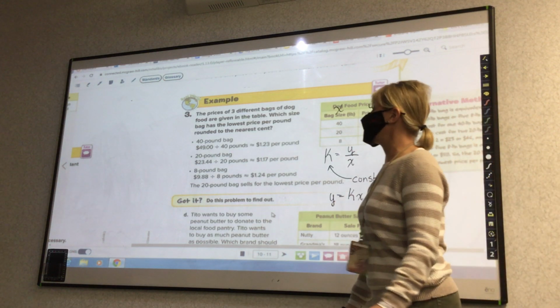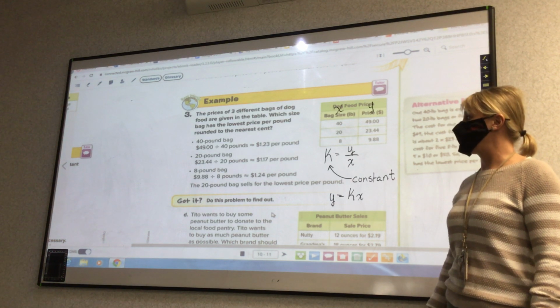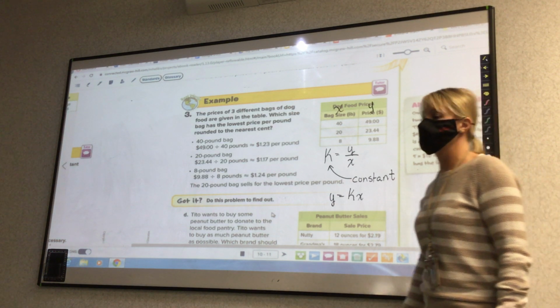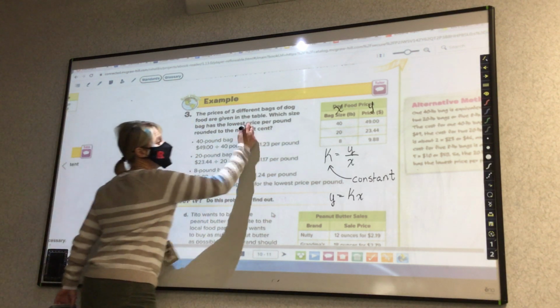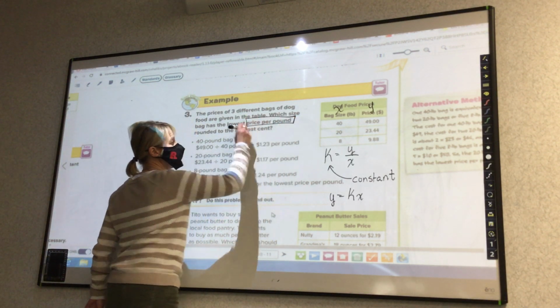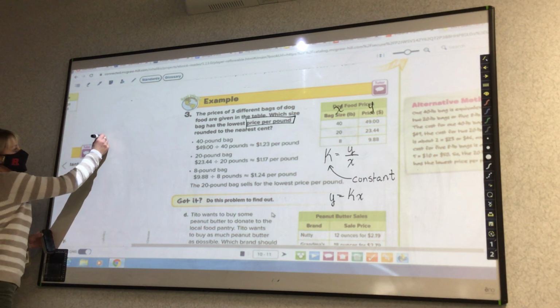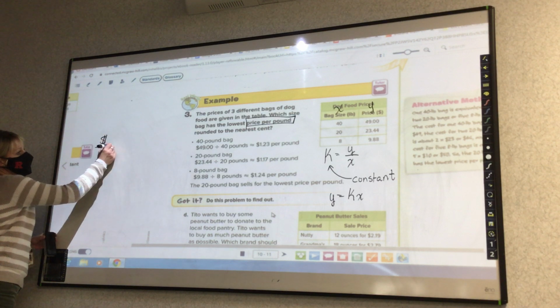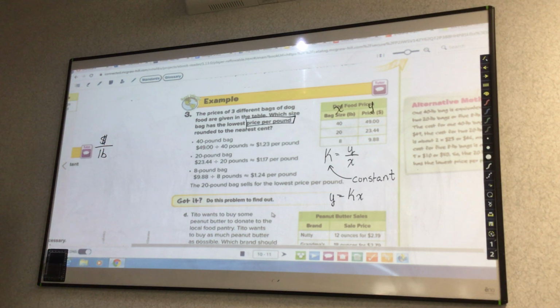It says the price of 3 different bags of dog food are given in the table. Which size bag has the lowest price per pound, rounded to the nearest cent? If we have price per pound, put a box around that. That's telling us what order we need to have it in. And no matter what, cost is always first. Price is always first. So I'm going to come over here and put price per pound. I'm showing that I'm setting up my labels.